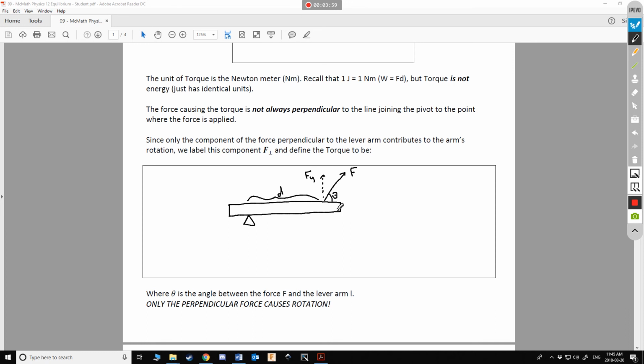So this Fy will result in this rotation. So it brings in the trigonometry once again. In this case, torque would equal the force, and the perpendicular force in this case is going to be F sine theta, times d. Okay, so force perpendicular times distance.